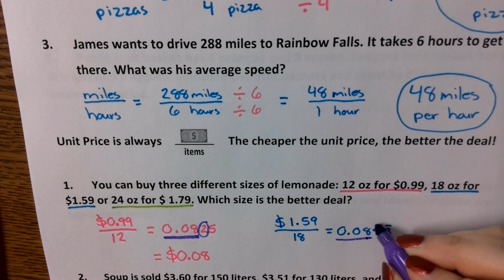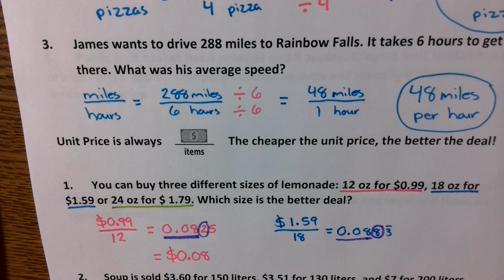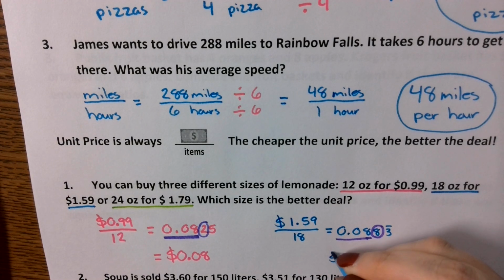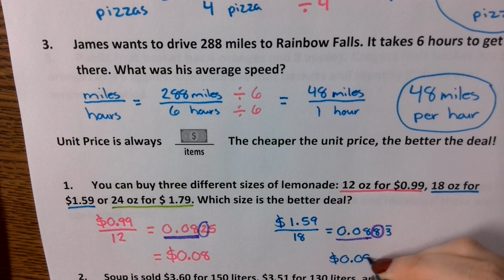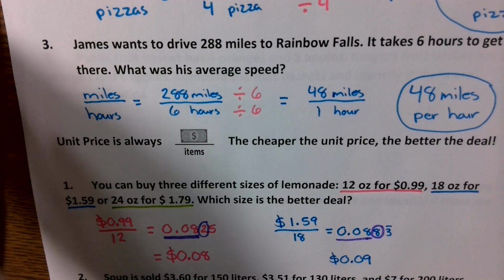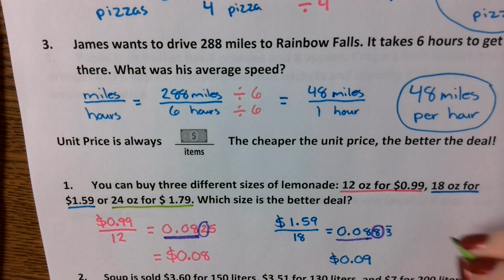So we're looking at the next number behind it to tell us how to round. Are we going to keep it at 0.08 or round to 0.09? Round. Okay, so we're going to round it up. So this is going to become 0.09 cents per ounce. And then we got to do it for the last one.